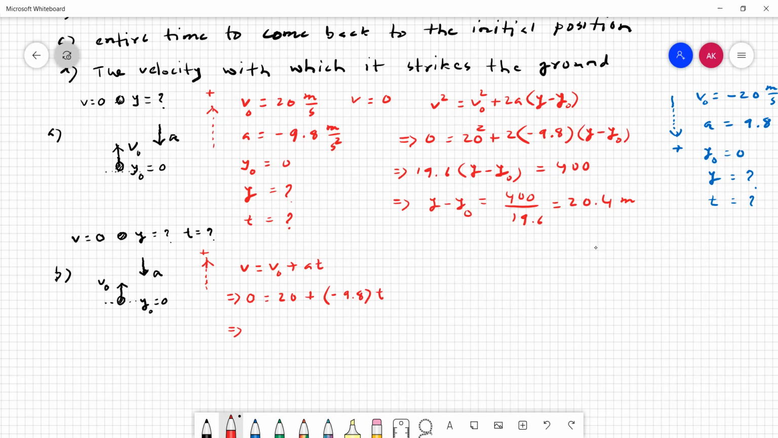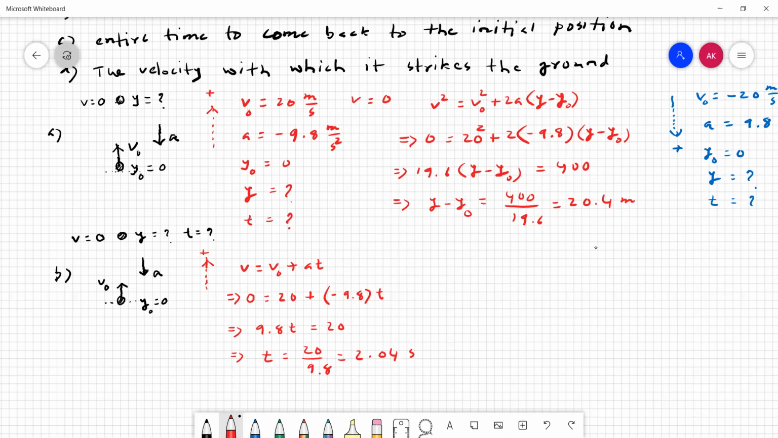I'm going to transpose negative 9.8 T to the left, so it becomes positive 9.8 T. And then we have this. And then T can be found by dividing by 9.8. Can you please solve that one? How much do you get? 2.04. Okay, so the time to reach that maximum height for this object is 2.04 seconds.